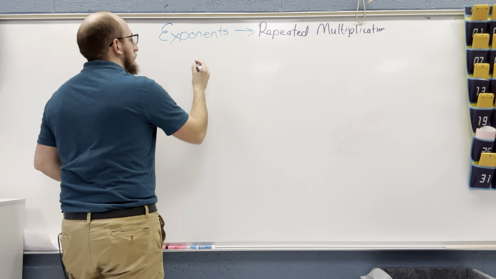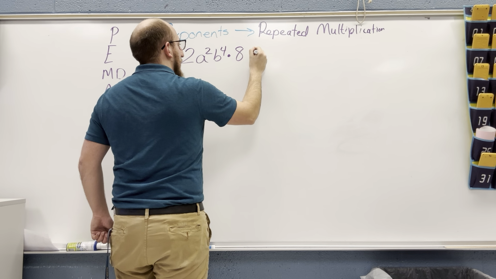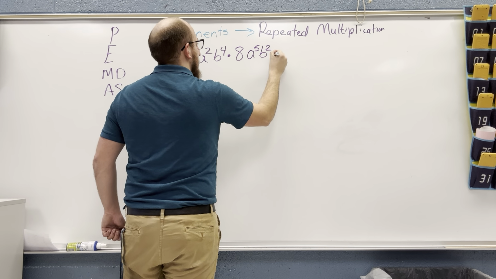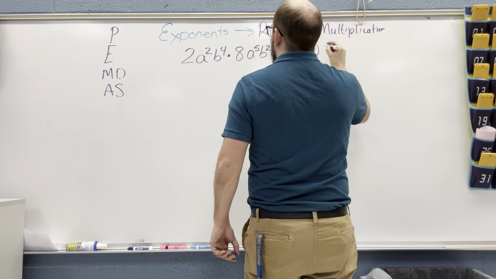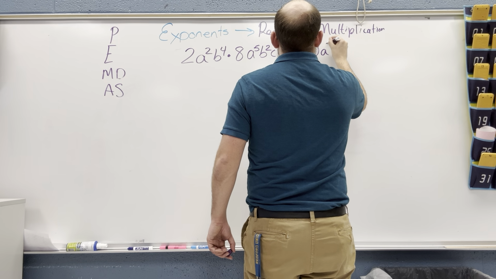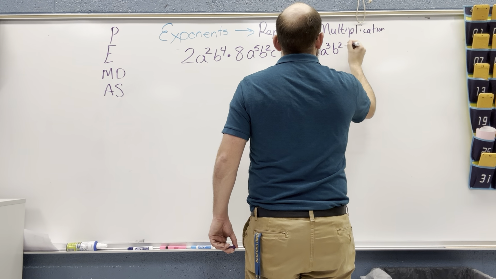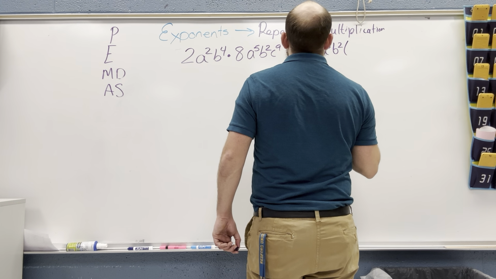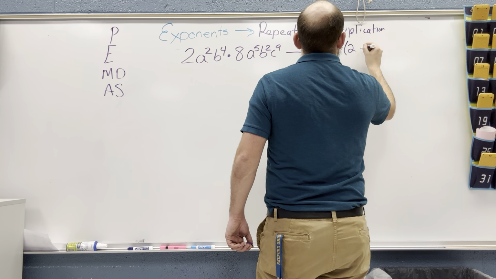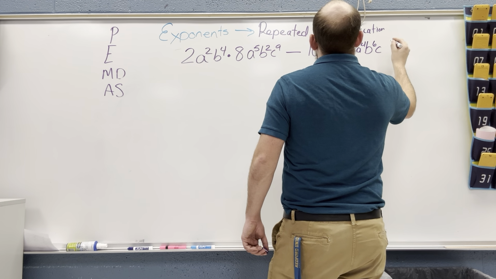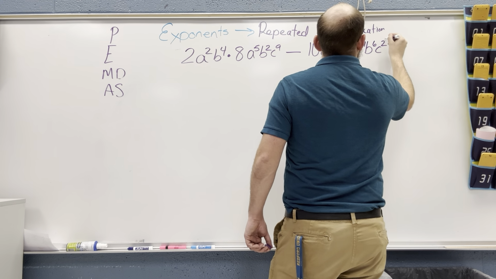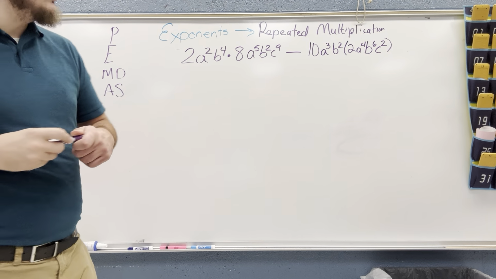So let's get 2a squared b to the 4 times 8a to the 5th b to the 2nd c to the 9th minus, let's do 10 A3 B2 times 2 A4 B6 C2. Long and complicated, right? But we can still deal with it and we can still work with it.